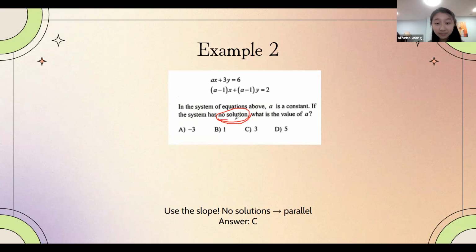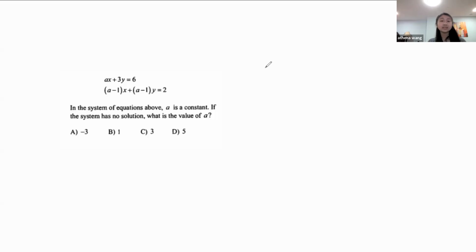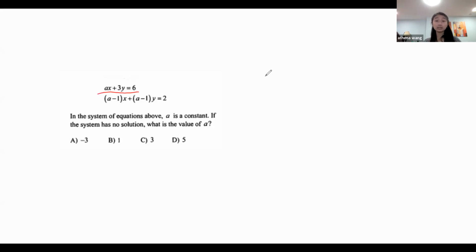So for this one, since it's no solution, we have to see that the slopes are equal, but the lines are different. Okay, so I will also model this out. Because these equations are in standard form, and I don't like working with standard form, we're going to convert it into slope-intercept form, which is y equals mx plus b.